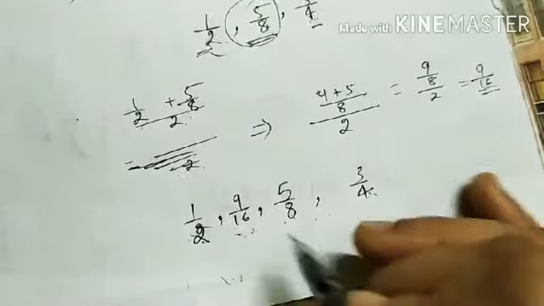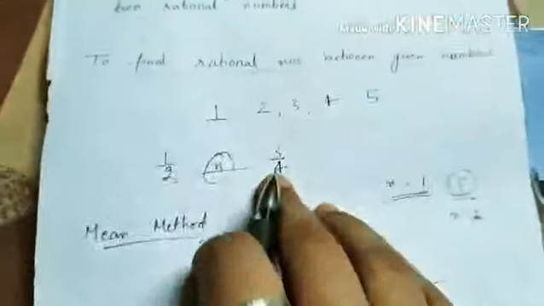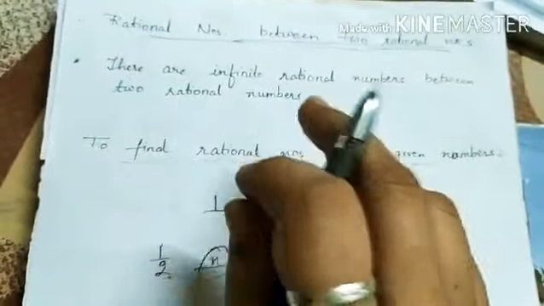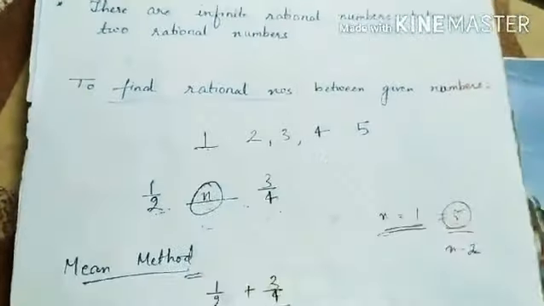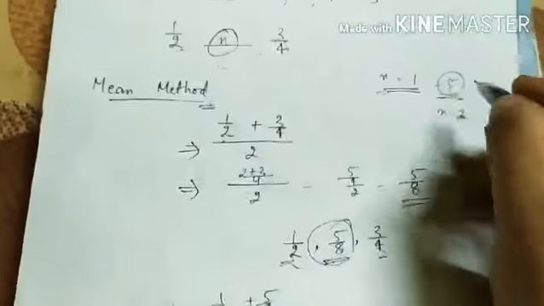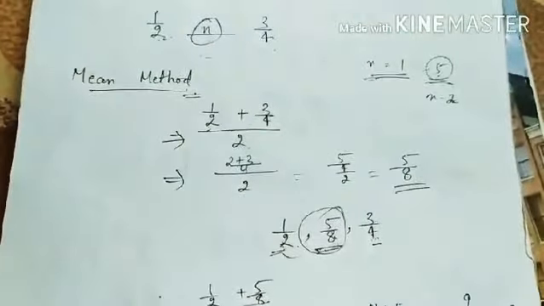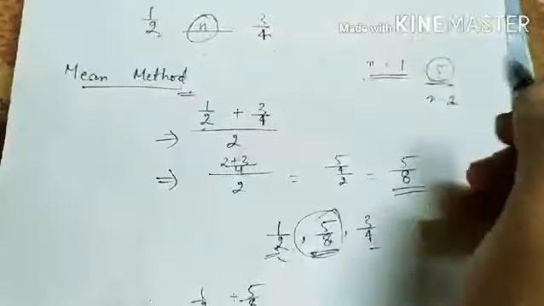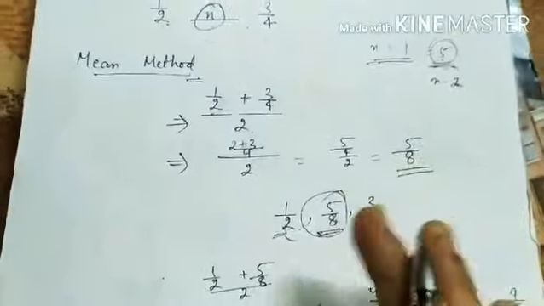That's why I told you that between two rational numbers there are infinite rational numbers you can find out, and it is always true. I hope you are getting this. Up to 5 you can do this process. When you have to find up to n number of rational numbers between two rational numbers, you can apply this method, but it becomes tedious.